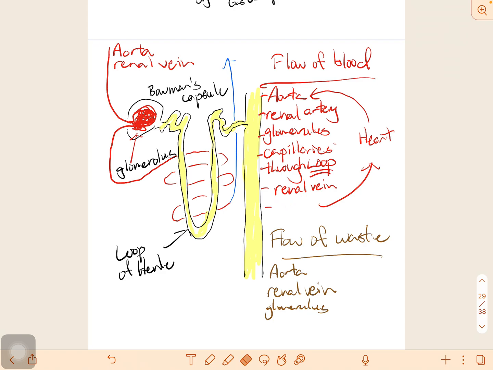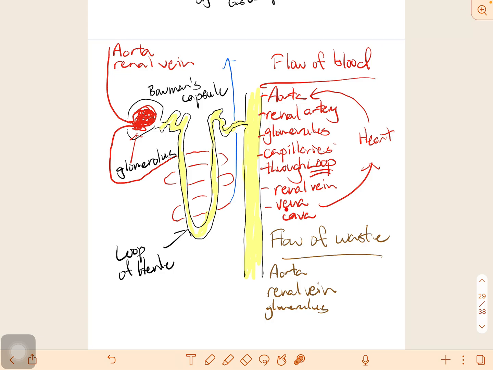Oh, I did it again. I got that mixed up. This is the vena cava. I'm all over the place here. So renal vein into the vena cava, then to the heart, and then to the aorta again, where it starts this process over again. All right, and that's the flow of blood.